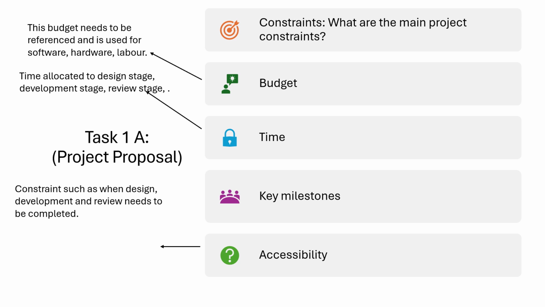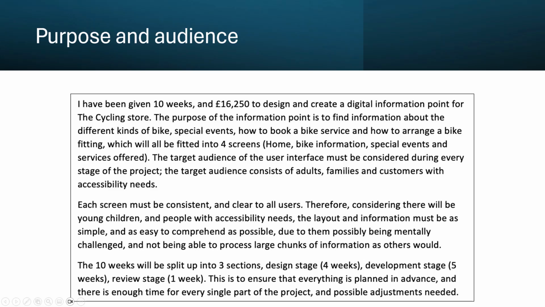Constraints such as when design, development and review stages need to be completed. And in terms of accessibility, that would be the visual, cognitive and physical. So your key milestones, you definitely need to put when your key milestones are going to be, and then it needs to reference the design, development as well as review.